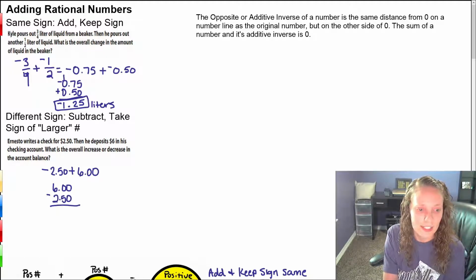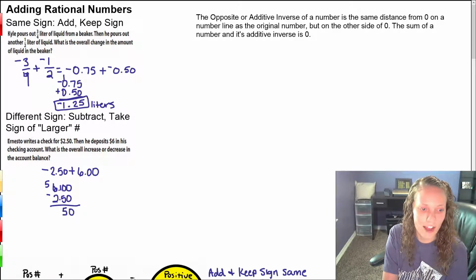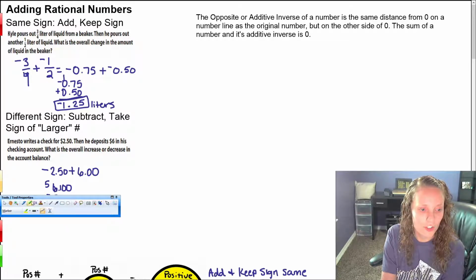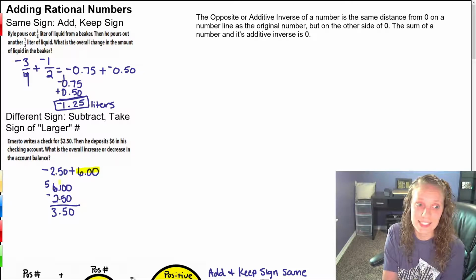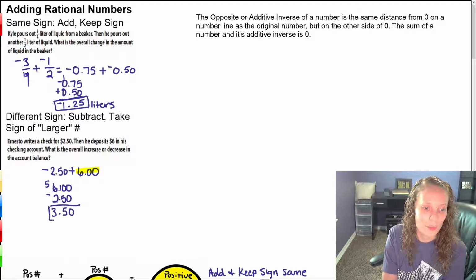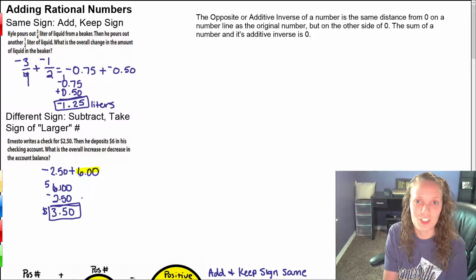Let's subtract. 0 minus 0 is 0. I can't take 5 away from 0, so we're going to borrow from that 6 and make it a 5. This is now 10 minus 5 is 5. Bringing the decimal down, do not forget that step. 5 minus 2 is 3. And then it says to take the sign of the larger number. In this case, the larger number is 6. So 6 is positive, and our answer is going to be positive. $3.50 was the change in the account.